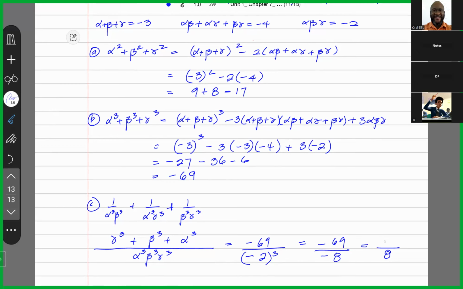I very much doubt anything can cancel. So this is 69 over 8. So be very careful not to make mistakes like that, but we made our corrections. So we're good.